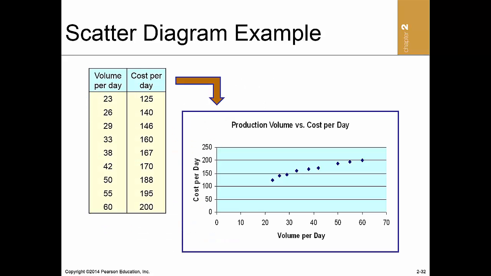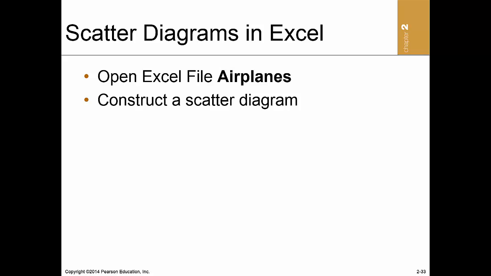For example, we may have two variables, volume per day and cost per day. In this case, cost per day is dependent on the volume per day. Here we plot cost per day against volume per day to achieve our scatter plot. To do an example, open Excel file airplanes and we'll construct a scatter plot.